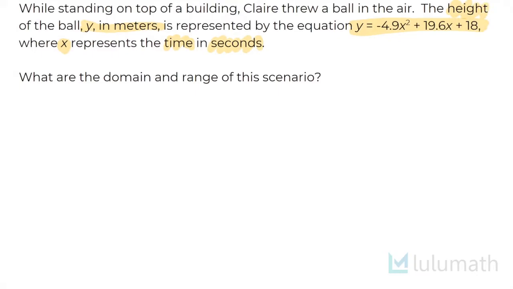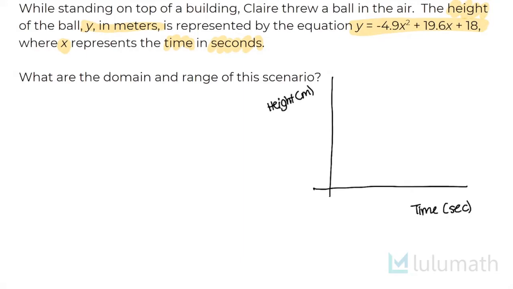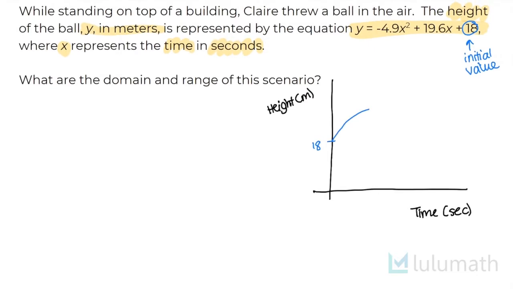Well, let's get a quick sketch going for what's going on in this example. So we know that x represents time in seconds, and we know that y represents the height in meters. We also know that this 18 is our initial value because when we learned about quadratics, we know that the C value is the starting amount. So we know that the ball is thrown initially from a height of 18 meters. It's going to go up until gravity starts to bring it back down, and then it's going to hit the ground.